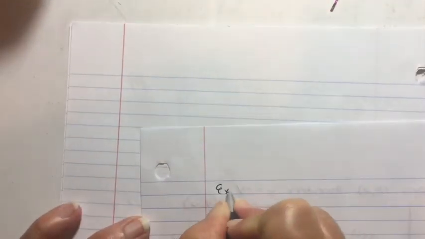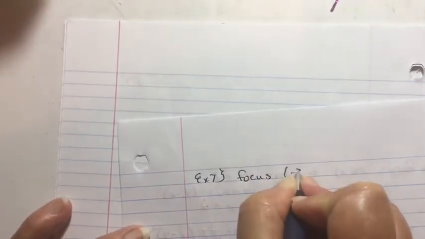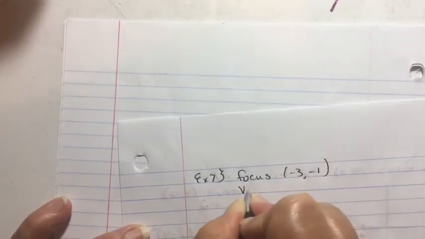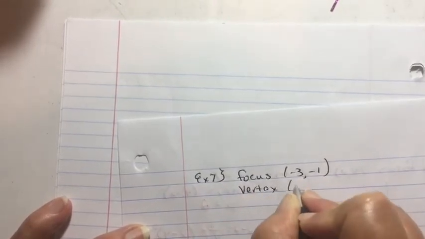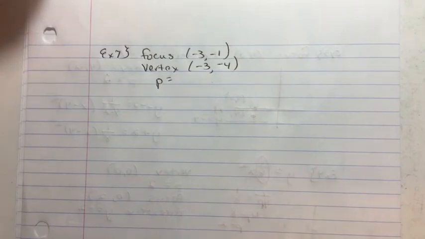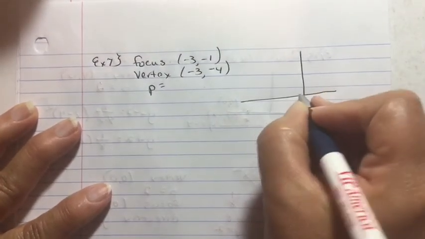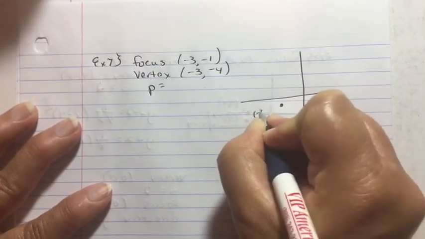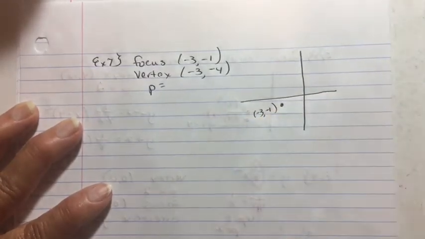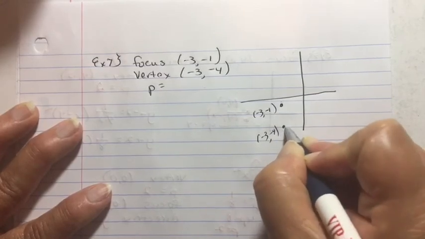Example 7. Give me the equation of the parabola whose focus is at (-3, -1), and whose vertex is (-3, -4). Remember, you're going to need the p in order to make that work. Pause the video while you try that. A quick sketch shows you that the focus, if it's on (-3, -1), would be right about here. And the vertex of (-3, -4) would be right about here.